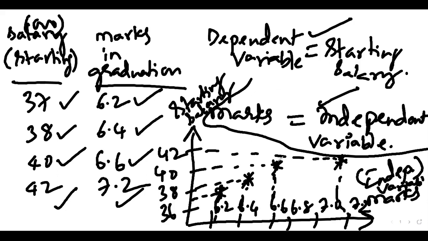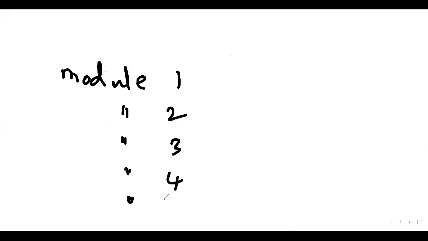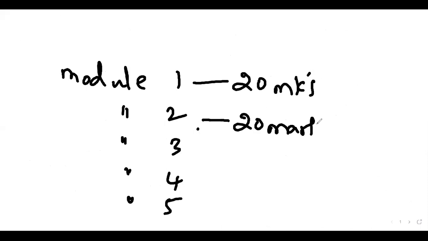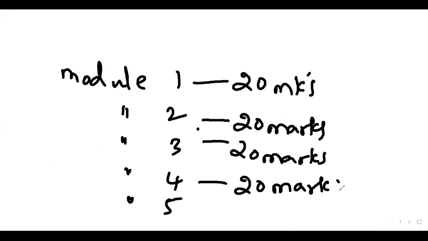Paper pattern. Paper pattern is nothing but, from module 1, 2, 3, 4, 5, there are five modules. So from each of the modules you will be getting 20 marks. This is the same for all the subjects. From each module you will be having 20 marks.